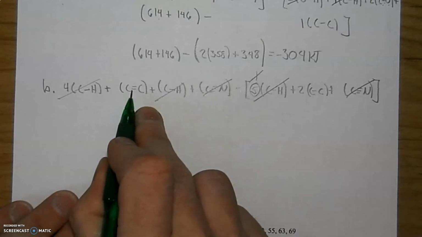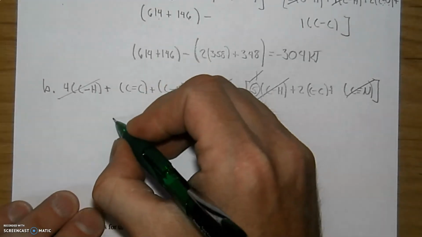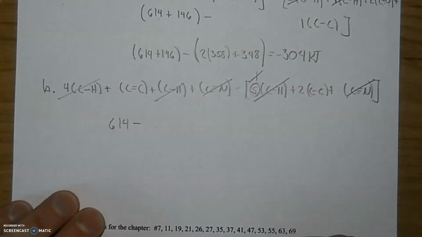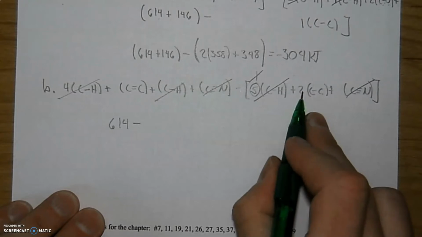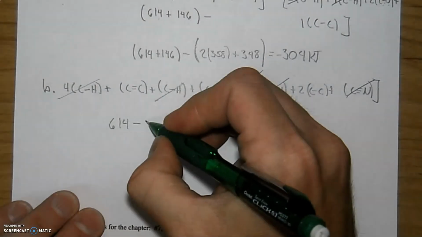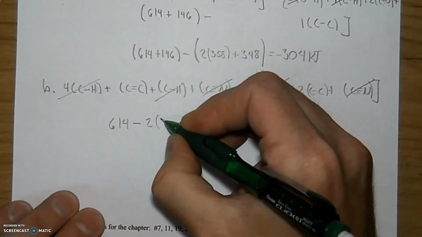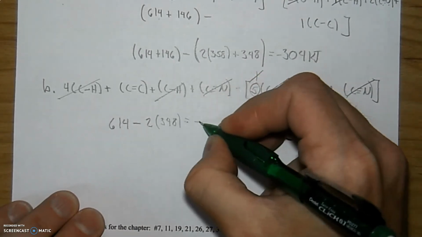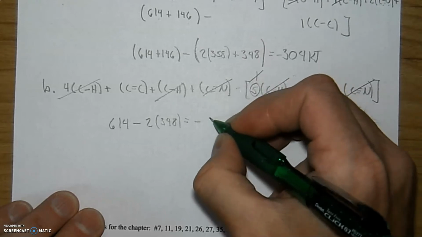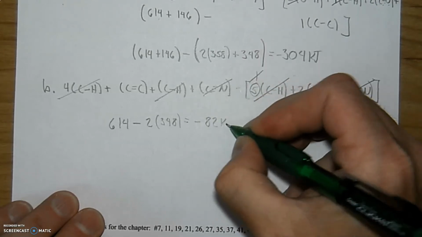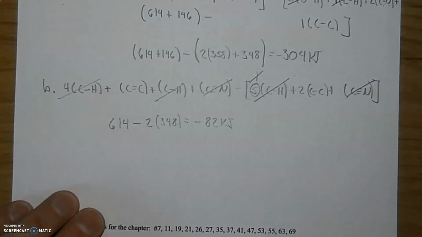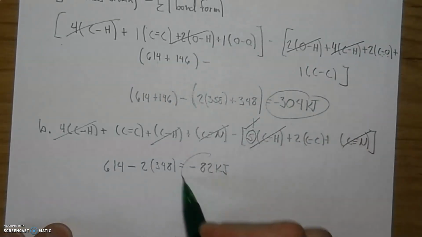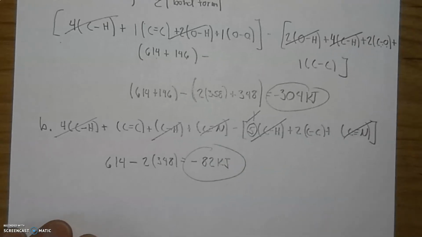Looking this up in the table, I can do that now. That is 614, and that's everything. And then subtract the sum total of 2 carbon-carbons, just like it was before, 348, and the total difference is 82 kilojoules. So also exothermic. So both of these ended up being exothermic values. That's it. That's the end of the lecture.